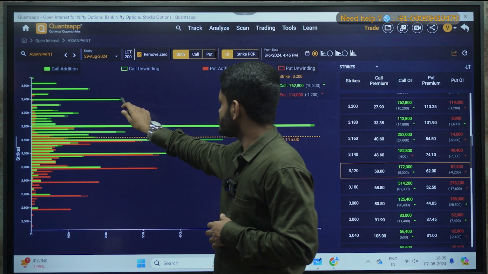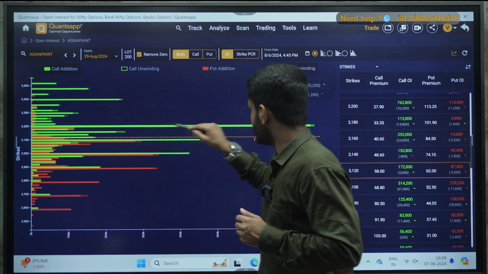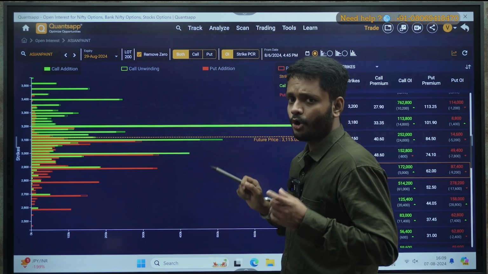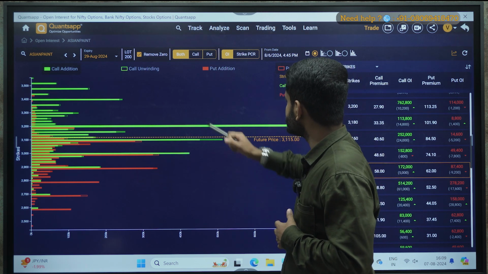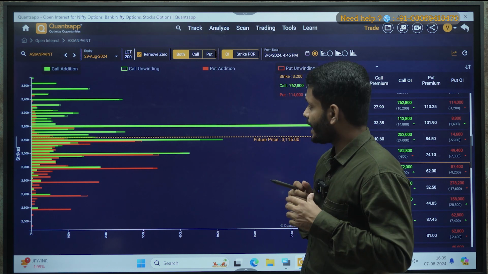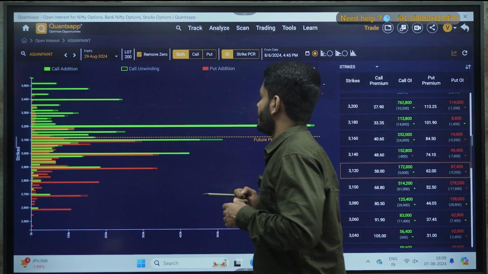So if you see this solid green color, that is dark green, that means call addition has happened over here at these levels, and a green hollow box represents call unwinding, that is, call writers have unwound their positions. A solid dark red box indicates put addition, and a hollow red box indicates put unwinding, correct?